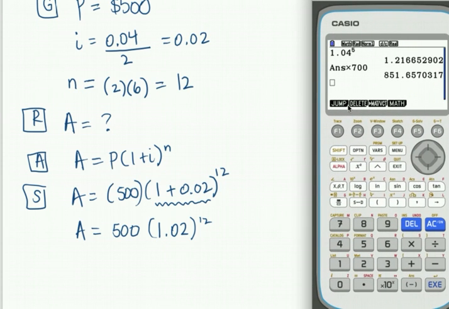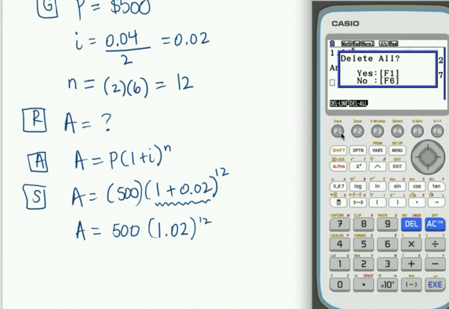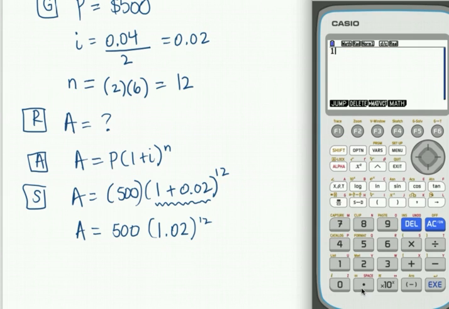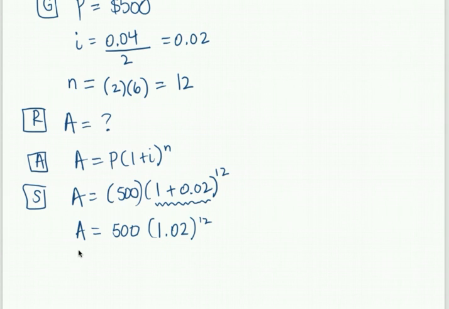Then use your calculator and calculate 1.02 to the exponent 12. Enter. There's your number, 1.26. You don't have to write it down, just keep it in your calculator, and now go times 500. I'm going to write in all of those digits to help you round.